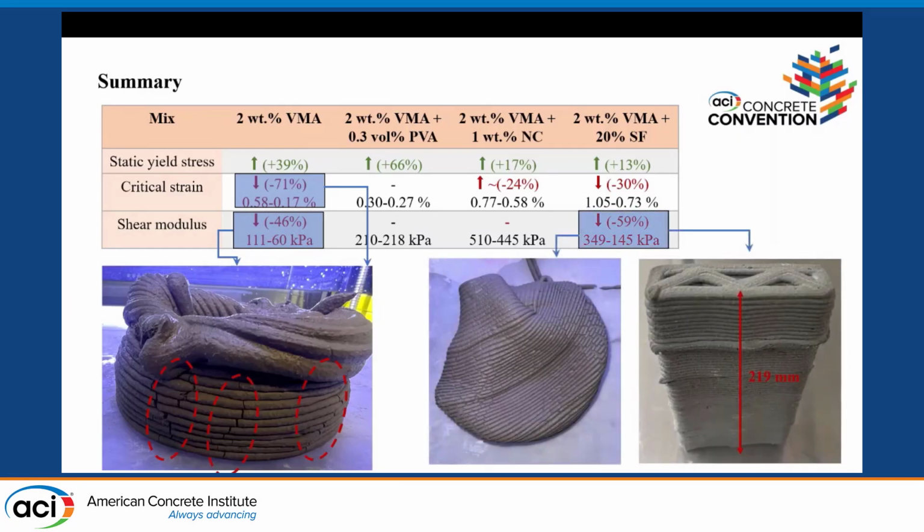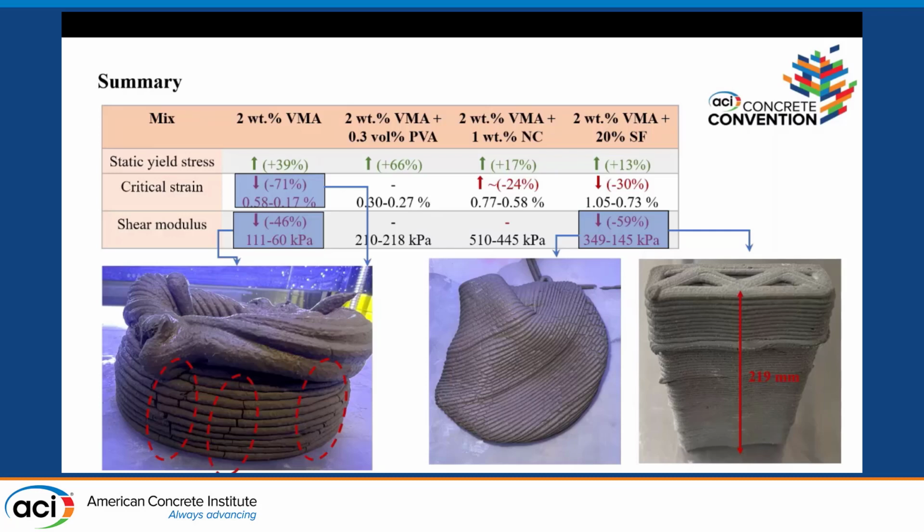With the silica fume one, which was the interesting one, when I had the braced geometry, I had no failure, and in the other case, I had a complete collapse because of this reduction in my shear modulus. That did not happen with my nanoclay mixture.